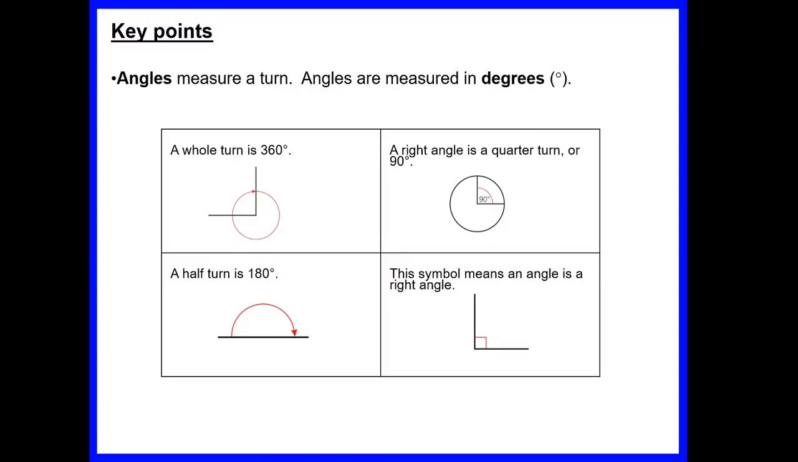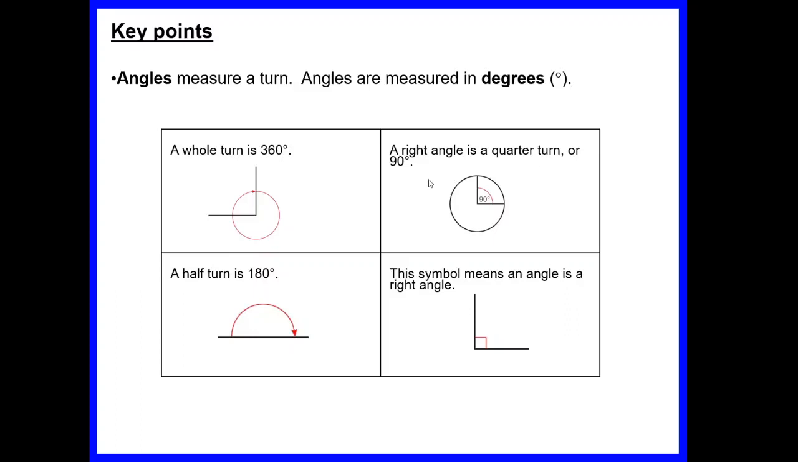So we should know that angles measure a turn or part of a turn, and that angles are measured in degrees, and we've got our little degree symbol here. So a whole turn is 360 degrees, so starting at the beginning, going all the way round back to where we've started. A half turn is 180 degrees.